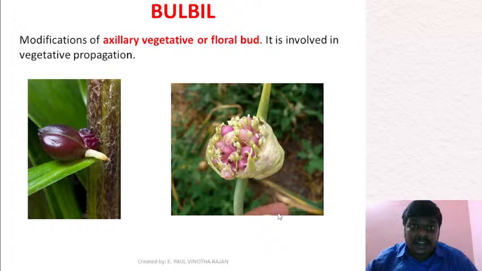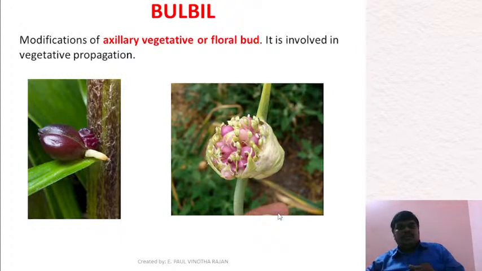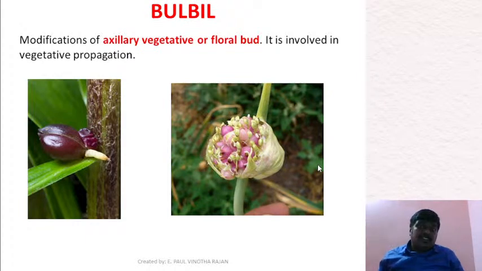Next is bulbil. These are all modifications of stem. The bulbils are involved in vegetative propagation. You can see them. These floral buds, the bulbils, are vegetative or floral buds which are involved in vegetative propagation, increasing more. That means here the vegetative parts are involved in reproduction. You can see it here. From one floral bud, you can see n number of bulbils are formed.